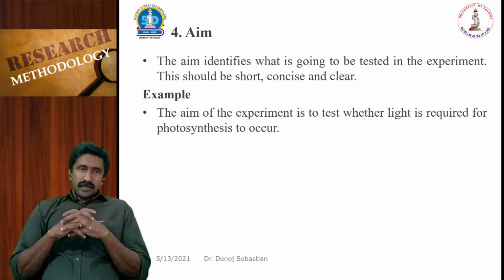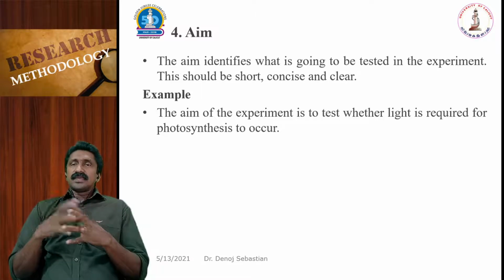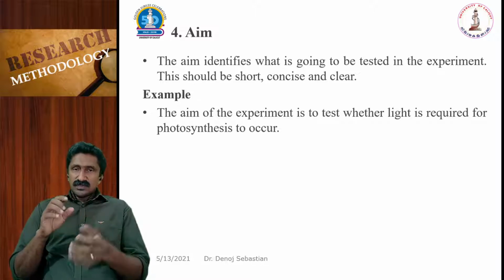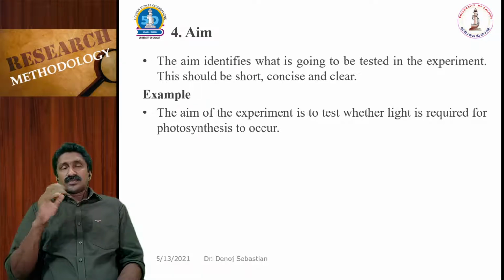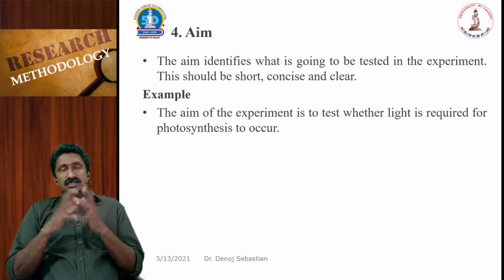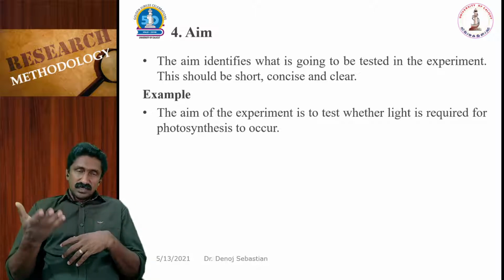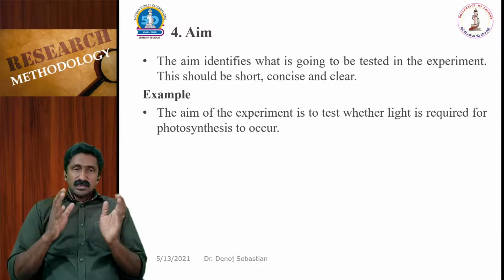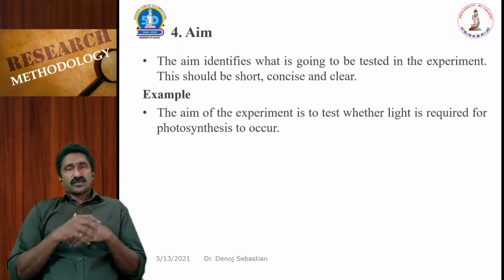Now the next one is the aim. The aim identifies what is going to be tested in the experiment. This should be short, concise and clear. For example, the aim of the experiment is to test whether light is required for photosynthesis to occur. That can be considered as an aim. You need a hypothesis and some experimental methodology to test the hypothesis. So your aim is to check whether light is required for photosynthesis or not.